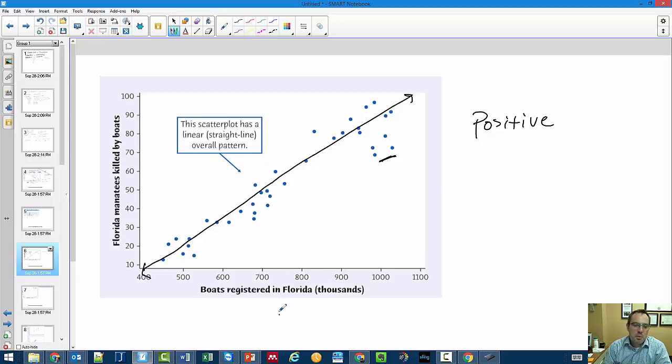That makes the boats the explanatory variable, also known as the dependent variable, and this the response. All right. The fact that more manatees were killed was a response to the explanation of, well, there were more boats registered. So that might be one way to look at it. Again, strong linear correlation in a positive direction.